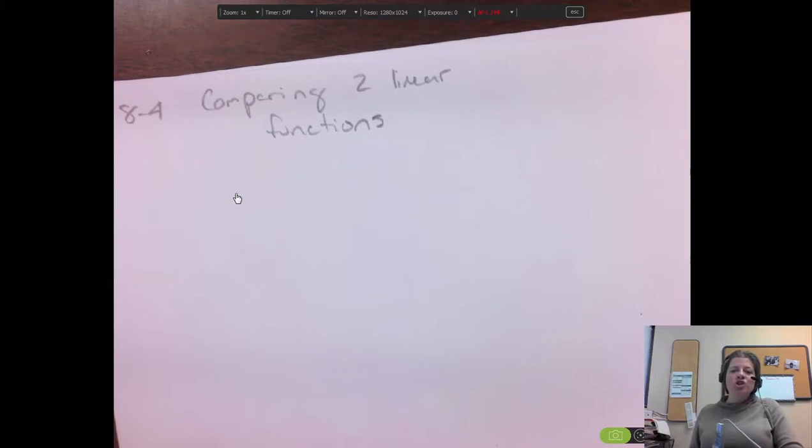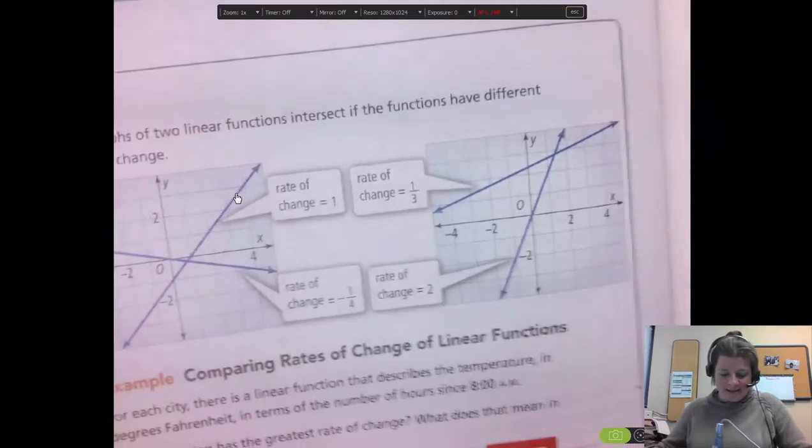Okay, comparing two linear functions. What am I talking about? Well, a linear function is something that forms a line when you graph it, right? And it has that m and that b, that slope and that initial value, or rate and y-intercept, or however you want to call them. So when we have two, we're going to compare them. So let's look at some examples.